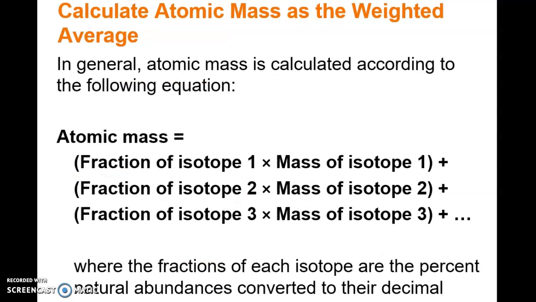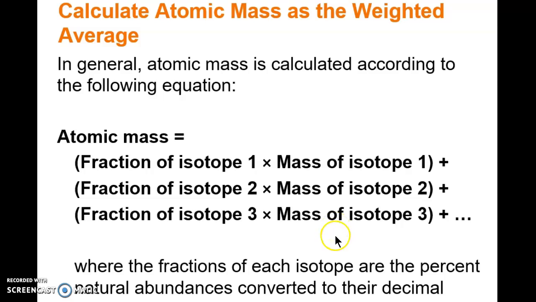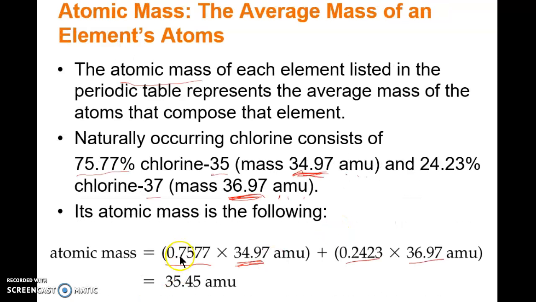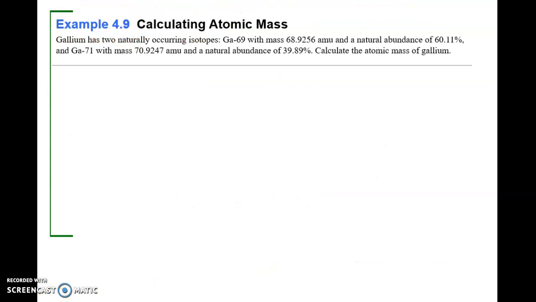To find the atomic mass of an element, you're going to take the fraction of the first isotope times the mass of that isotope, the fraction of the second isotope times the mass of that isotope, and if there's a third isotope, you'll do the same there and add them all up together. So that is how we ended up with this, okay? Just change that percentage into decimal form times the mass, and then you just add them all up together. Good job.